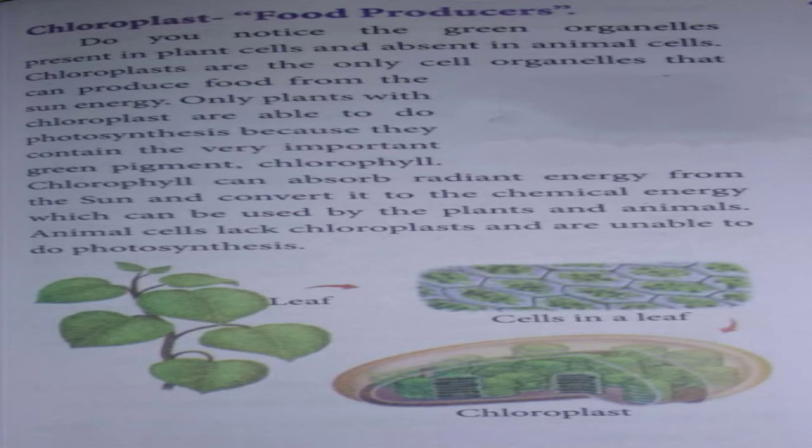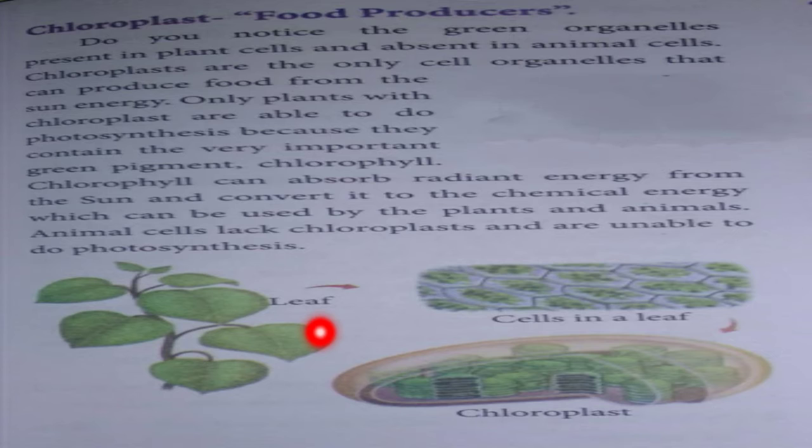Next one is chloroplast. Chloroplast structure. Chloroplasts are called as what? Food producers. Only plants with chloroplasts are able to do what purpose? Photosynthesis. Because they contain the very important green pigments.